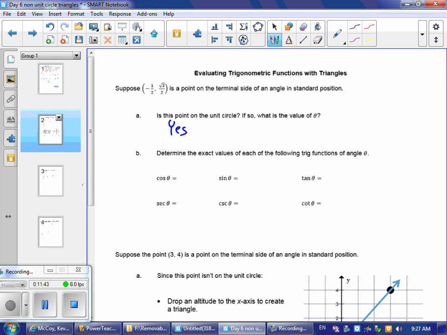Now the question is, what's the angle? Well, we're going to do the angle in both degrees and in radians. So theta, well, let's see. That's -1/2, square root of 3 over 2. So x is negative, y is positive. That's got to be in quadrant 2. So we know our angle has to be in quadrant 2.